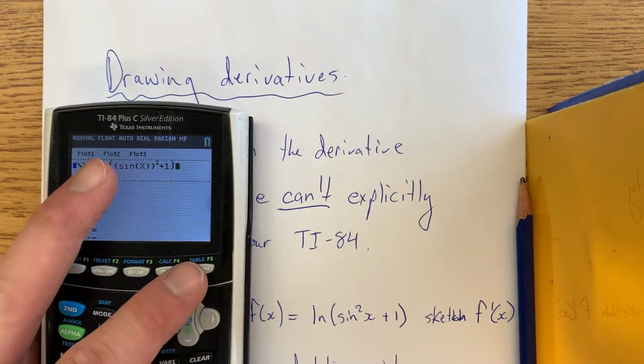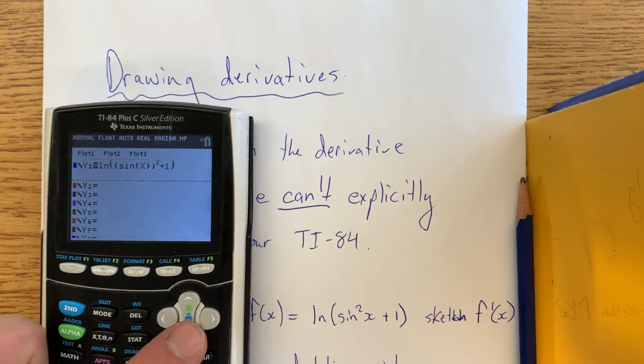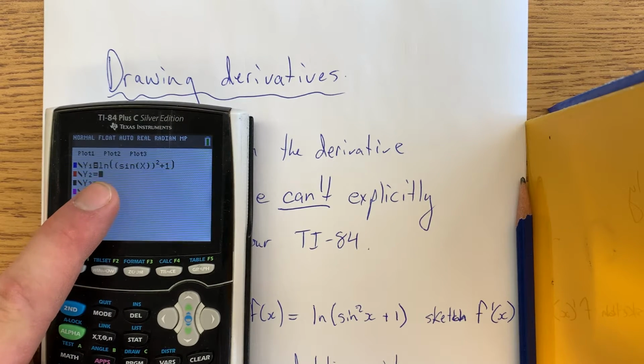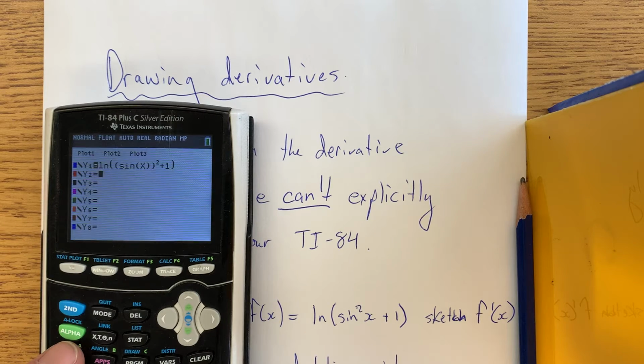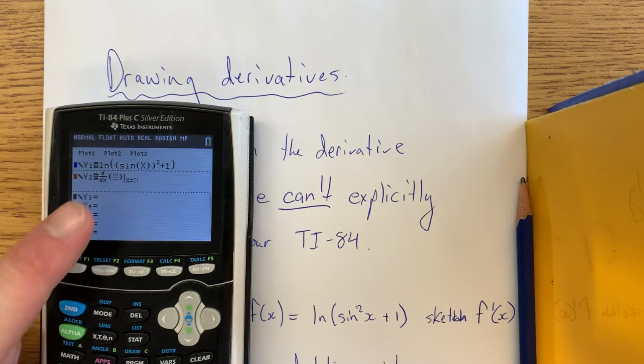Now, this isn't the thing I wanted to graph. I actually wanted to graph its derivative. So in my next line, I'm going to go ahead and graph the derivative. So my function is in y1, and I want to graph the derivative of my function. So right in my y equals, I'll type math 8, and I want to graph the derivative with respect to x of y1.